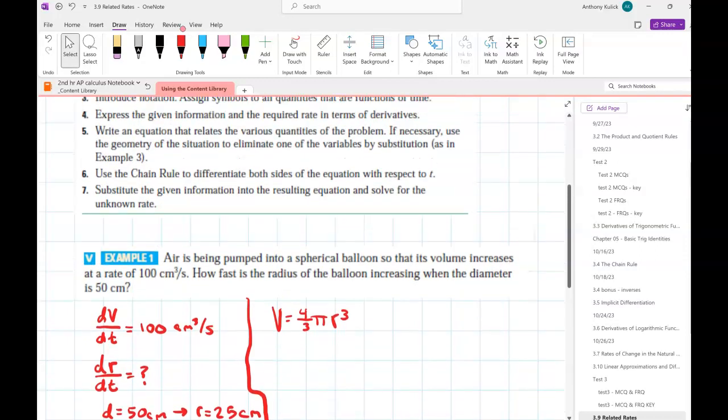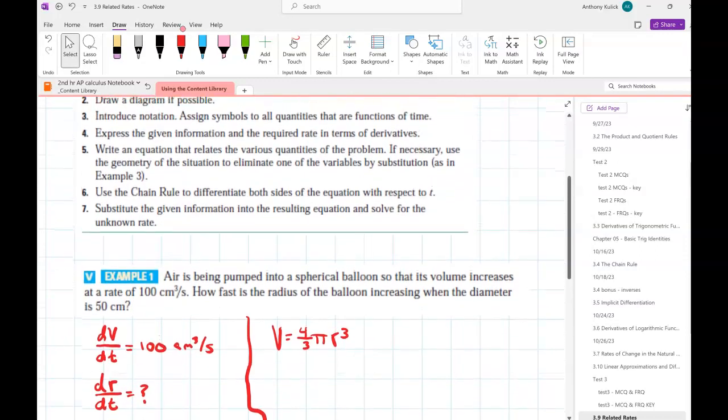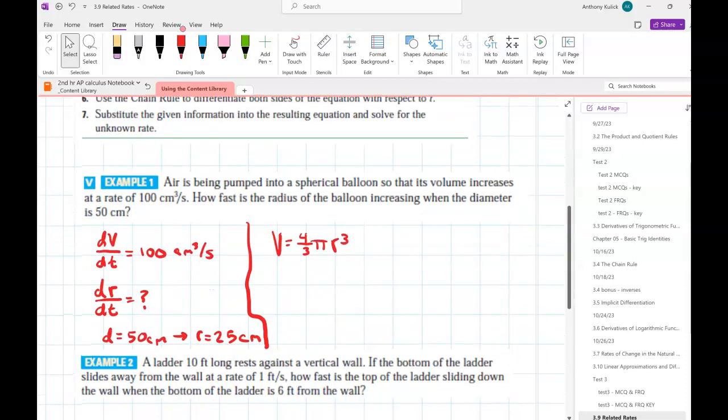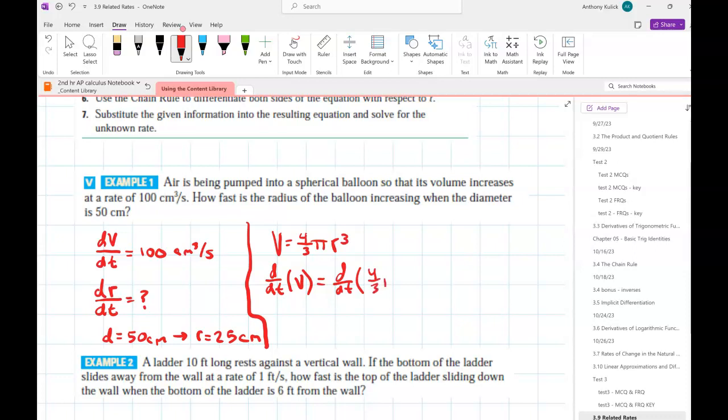All right. Okay, we've introduced some notation. We've expressed information in terms of derivatives. We've written the equation. Now we need to use the chain rule to take the derivative of both sides of this equation. So I take the derivative of volume with respect to time, and then we'll take the derivative of 4/3 pi r cubed with respect to time. What do I get when I do d/dt of V?